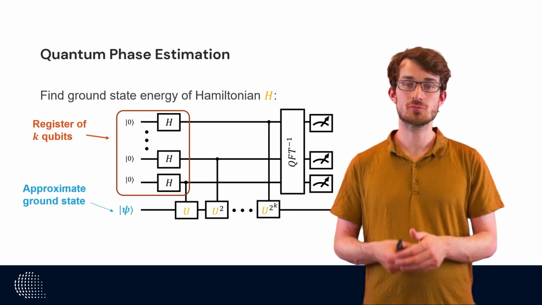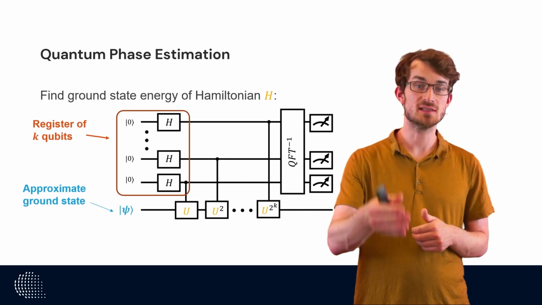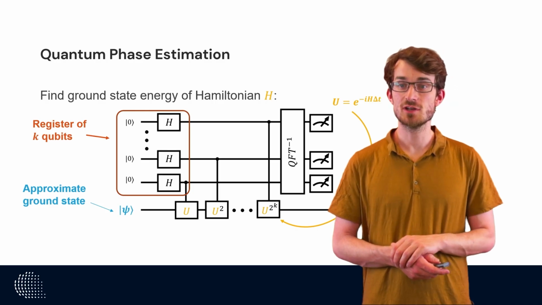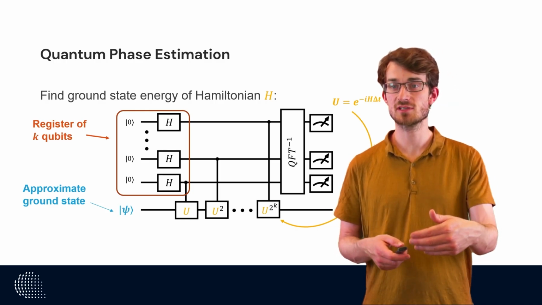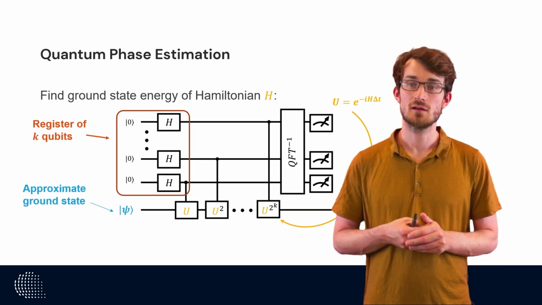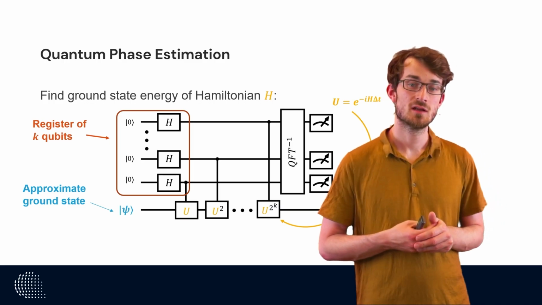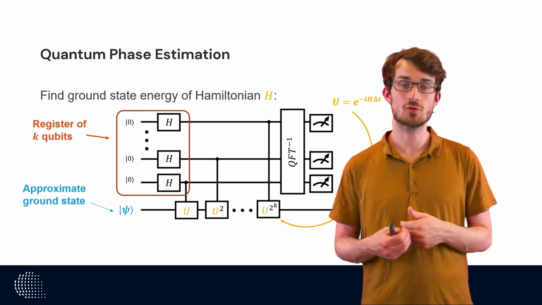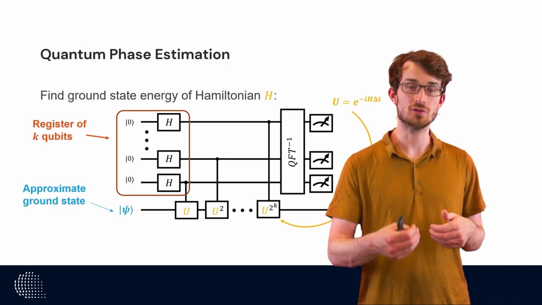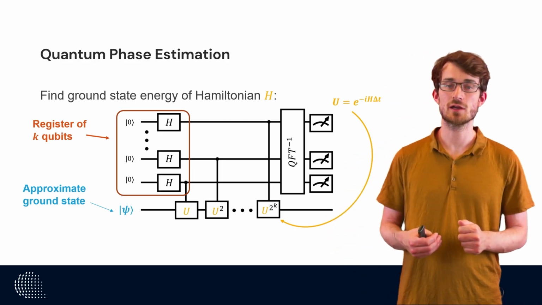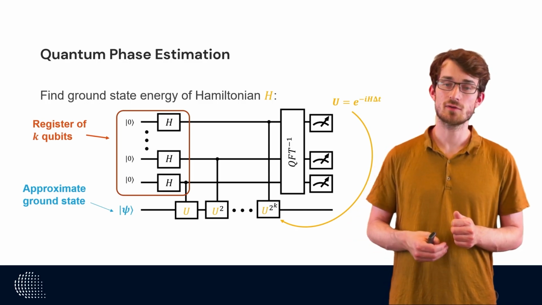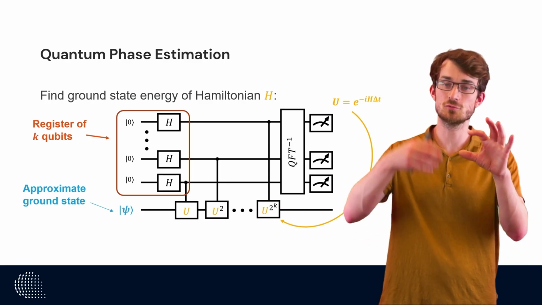Now with the register qubits, we put them all in an equal superposition with the Hadamard gate, and then we apply a controlled unitary. This unitary is the time evolution for some time delta t that we choose ourselves to run the algorithm with the Hamiltonian H. The way we then do these controlled operations is for the first qubit in the register, we just do a controlled unitary. For the second, we do a controlled unitary squared, and so on until we get to the k-th qubit, where we do the controlled unitary to the power of 2 to the power of k.